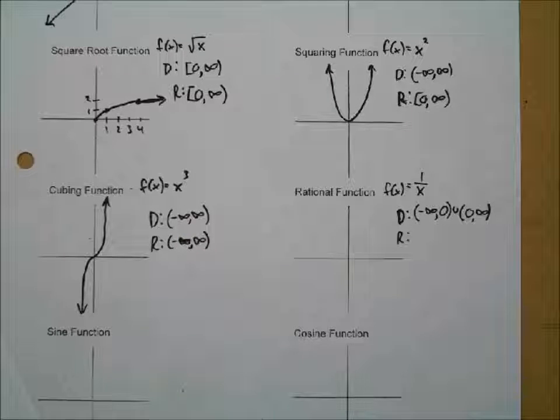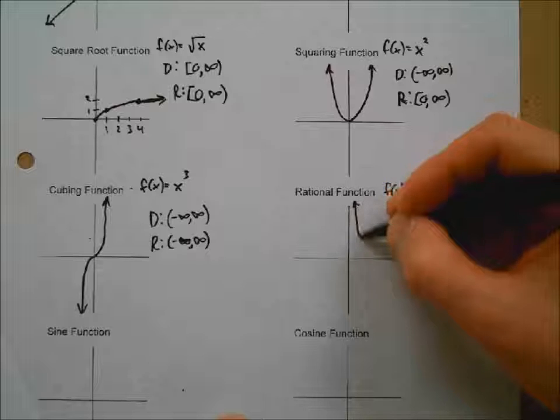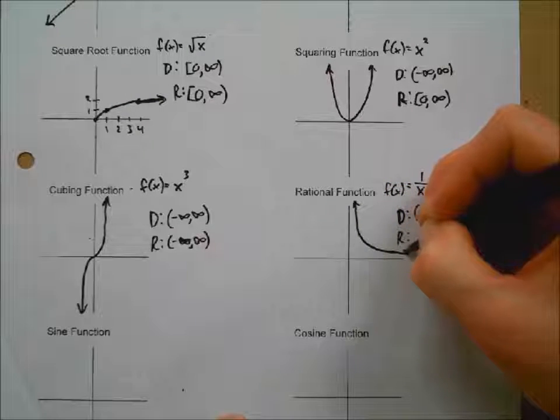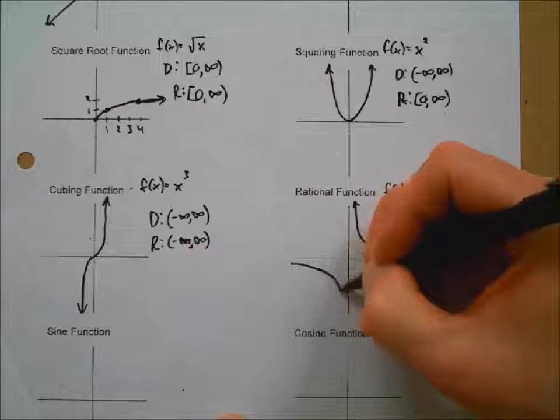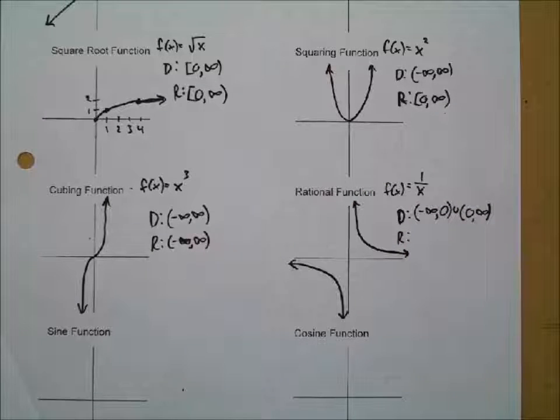Well, this is a little bit trickier to show, but I'll go ahead and draw the graph now. Are we going to hit every y value here? Is every y value included in the range? Is it all real numbers? No? So, yeah, see?